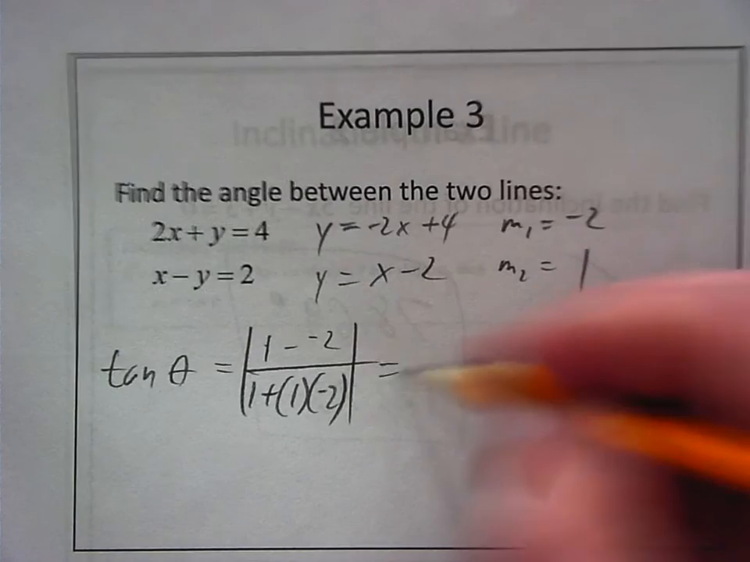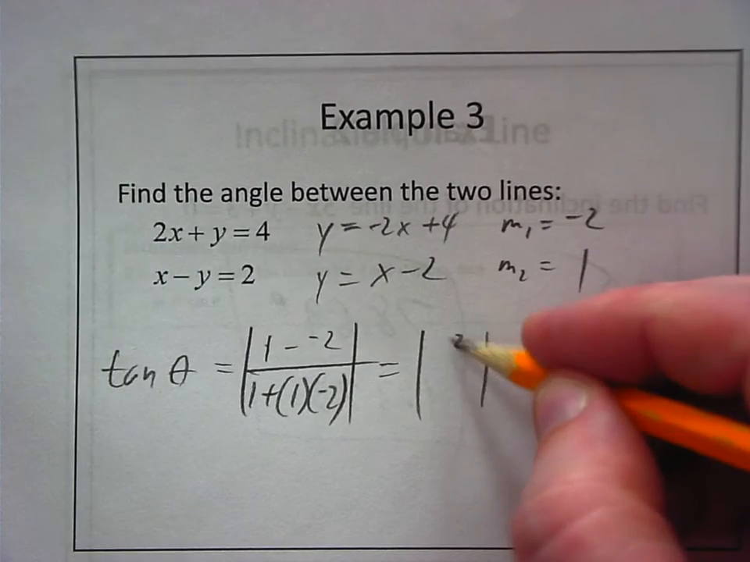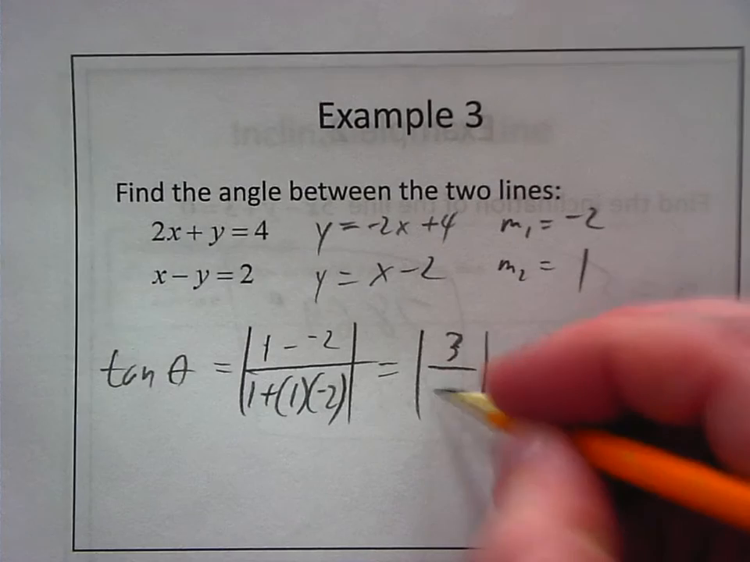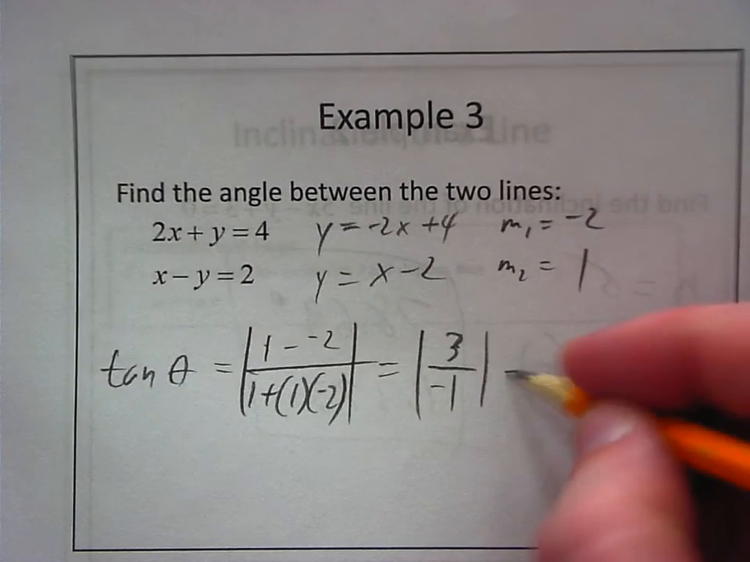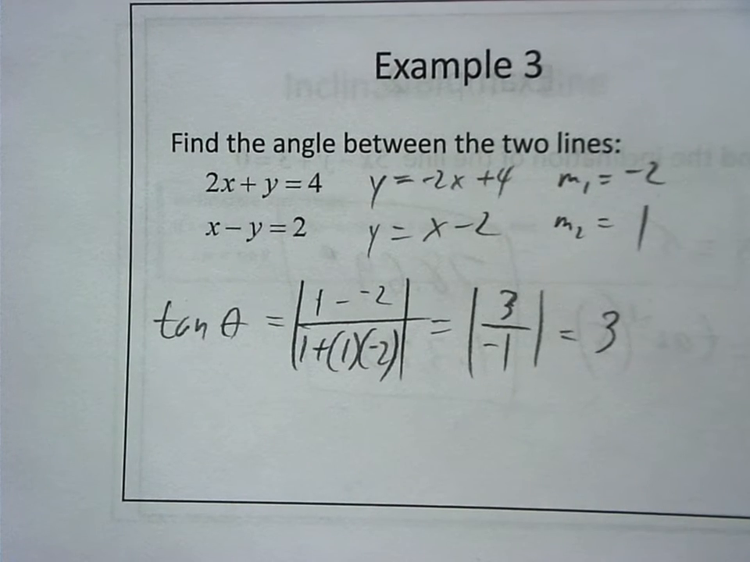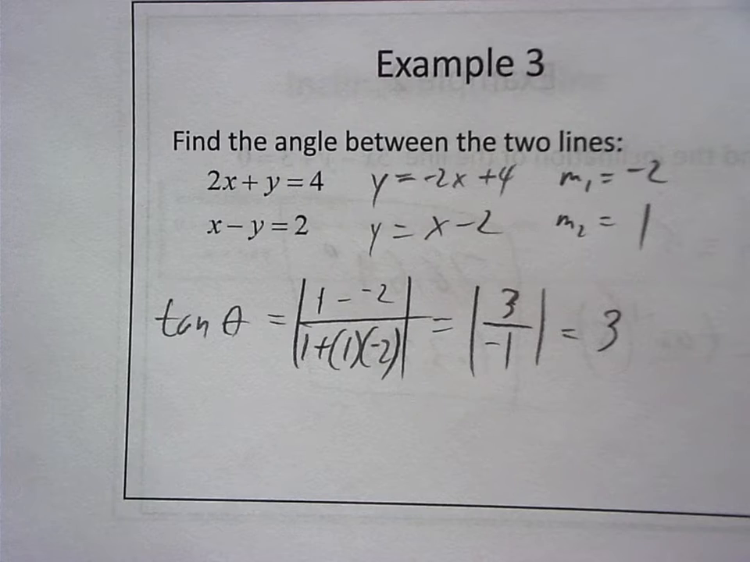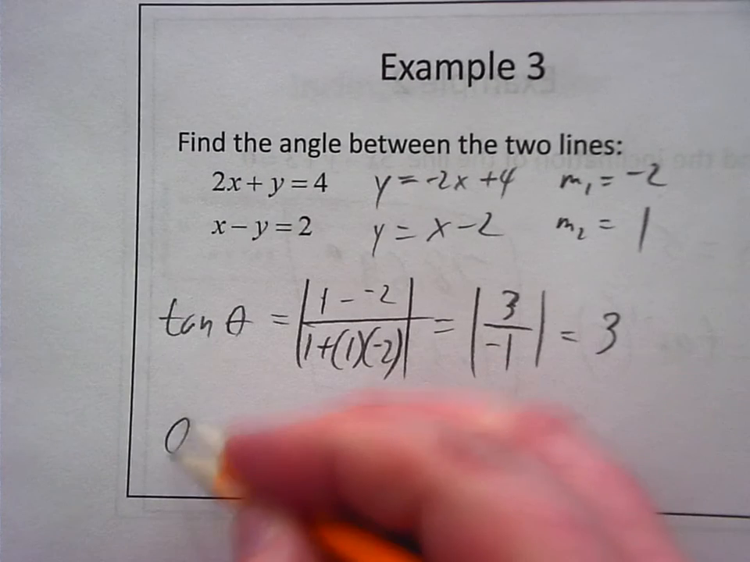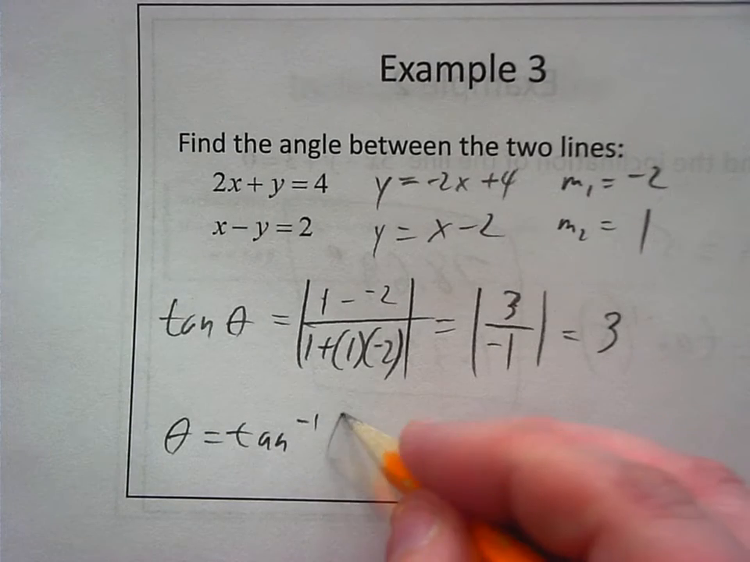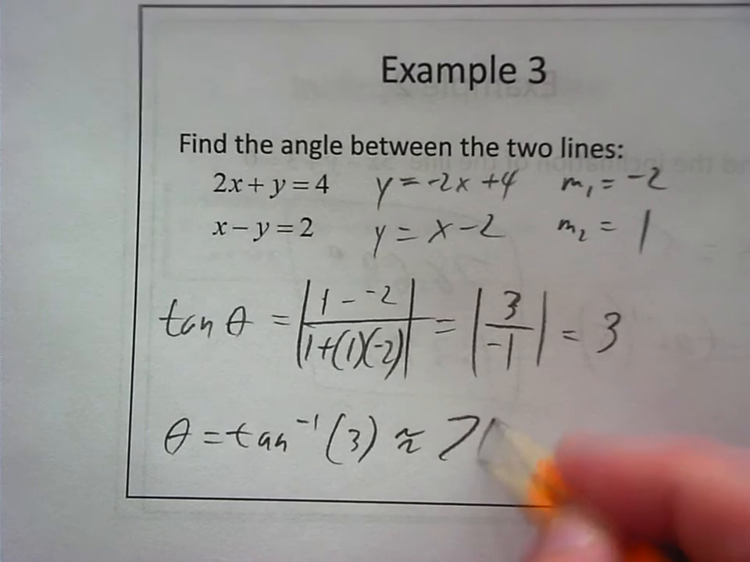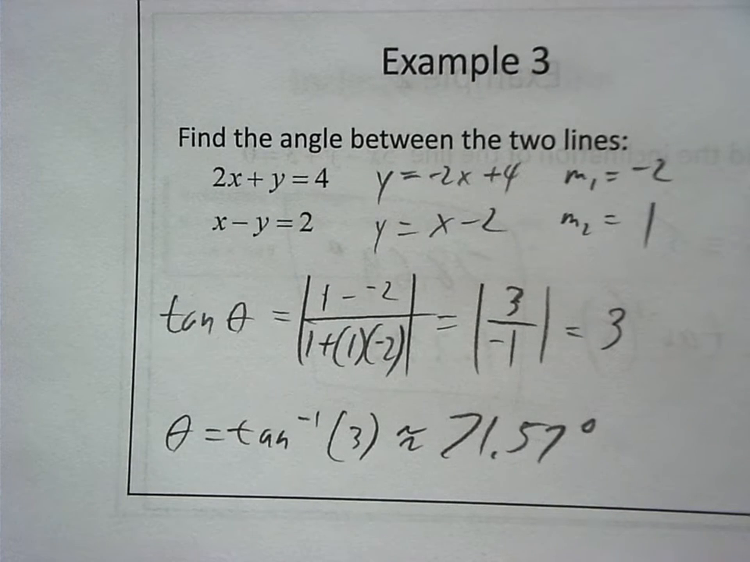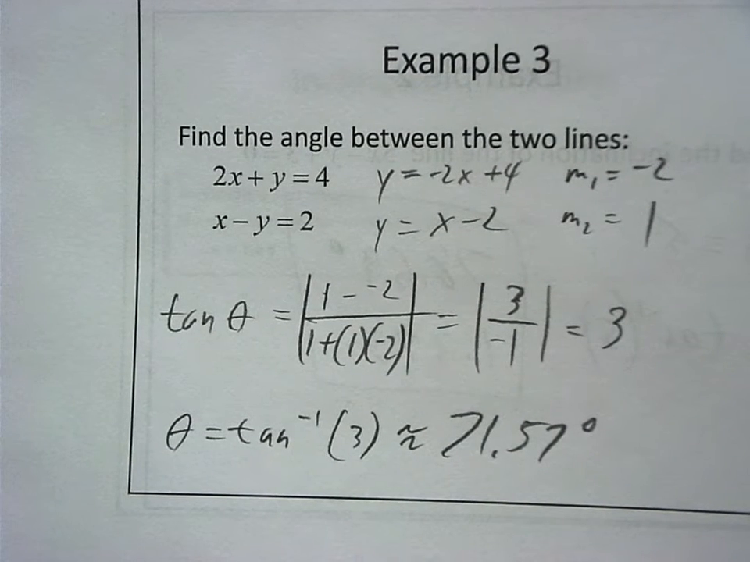So what do I end up with on top? On the bottom? Negative 1. So it's just going to be 3, because you get the absolute value of negative 3, which is just 3. Then what? Inverse tangent again. Theta is going to be equal to your inverse tangent of 3. Just give me degrees for this. What do you end up with? 71.57 degrees. Now, that's one of the angles between the two lines.